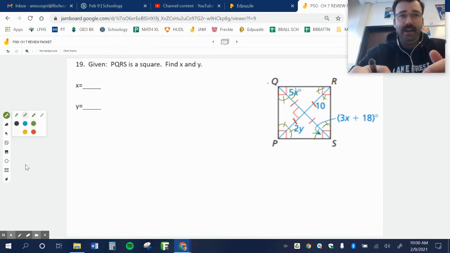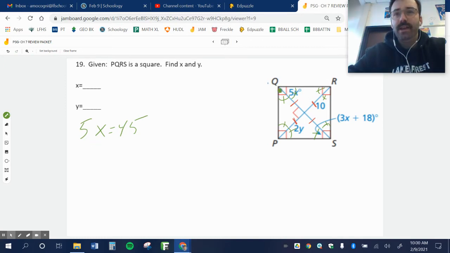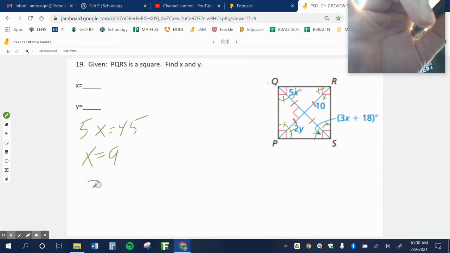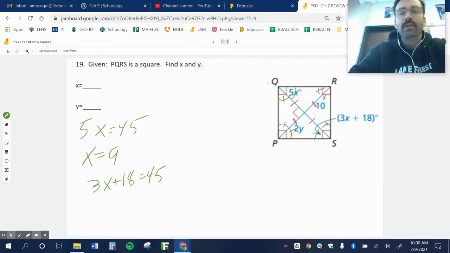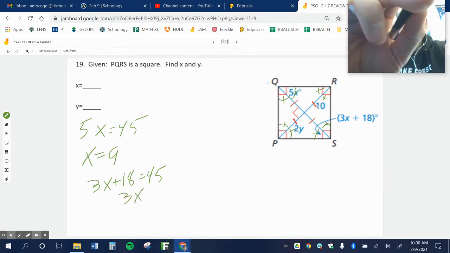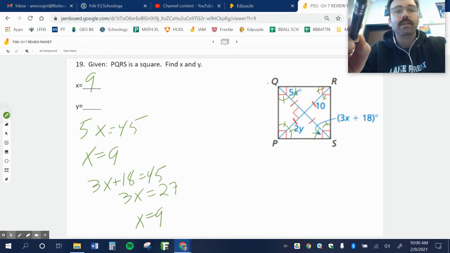If I see this, I got 5x equal, that's going to be equal to 45 because each of these angles are bisected and they're 90 degrees, so 90 divided by 2 is 45. So x is 9. I want to check my work double time because I have this 3x plus 18 that also is going to be 45. Just to double check to make sure I have the right x value for both. So 3x equals 27 if I subtract 18. And yes, holy buckets, it is 9 as well. So x is 9.